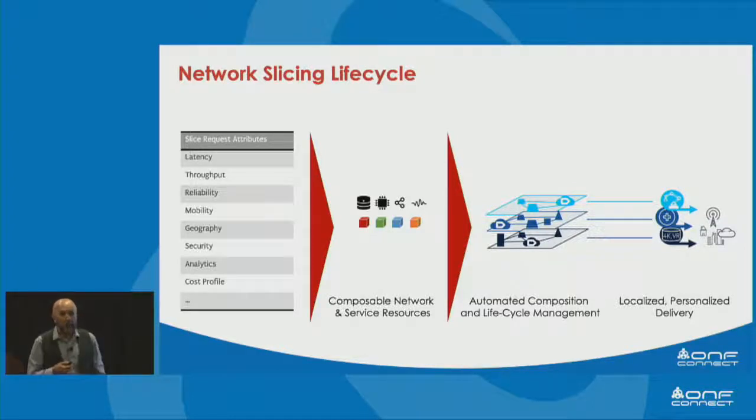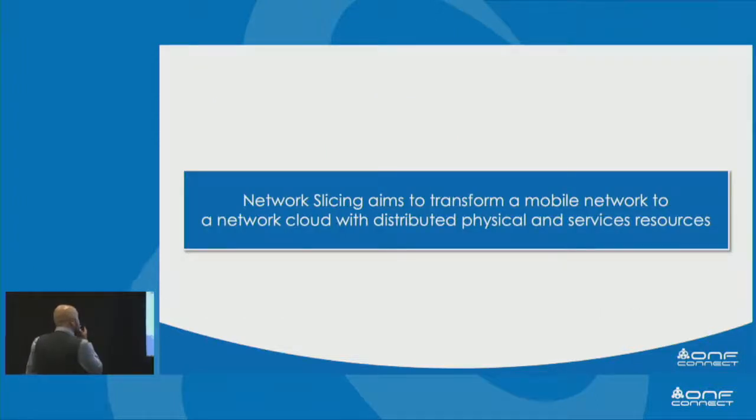So this would be, again, using exactly the cloud example, how one would deliver it. This would be how you would monetize it. You would create it, and then you would make money off of it. So then we can take it to this. Network slicing effectively aims to transform a mobile network to a network cloud with distributed physical and services resources. So in that sense, network slicing is the paradigm with which operators can monetize their distributed network clouds.